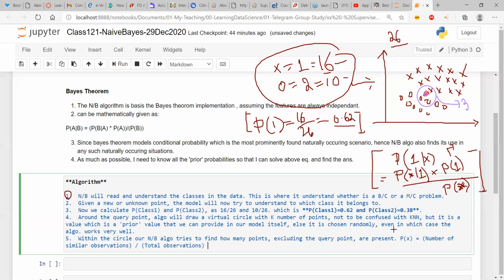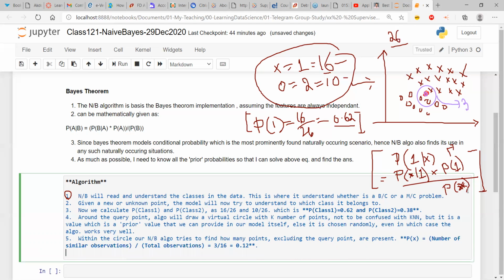If you look at the circle, how many points are there inside the circle other than the query point? 3 points are there, one cross and two circles. So I'm going to say 3 divided by 16. Let me use my calculator. 3 divided by 16 is going to be 0.12. So this is going to be my P of x. My P of x is done.